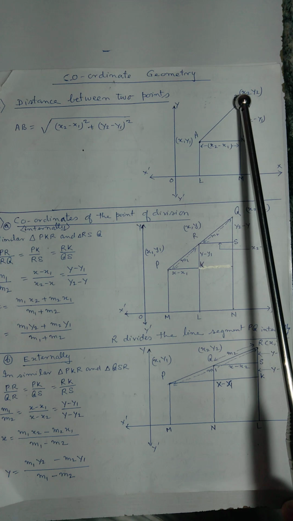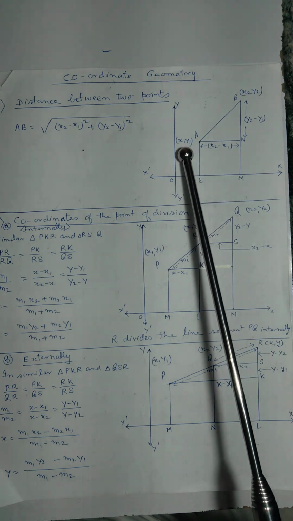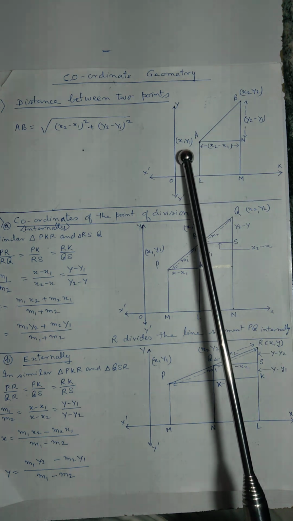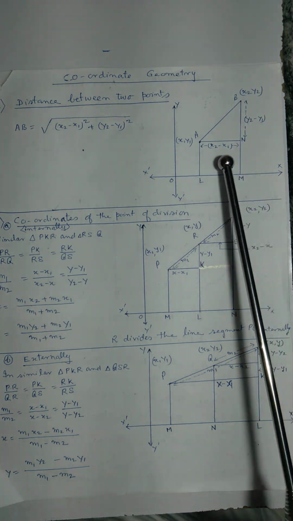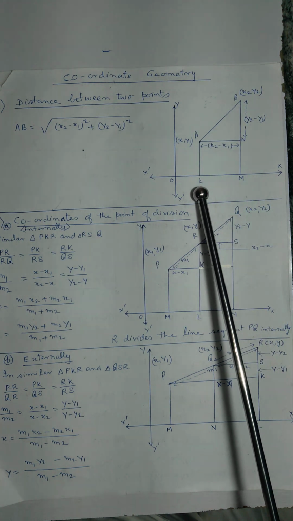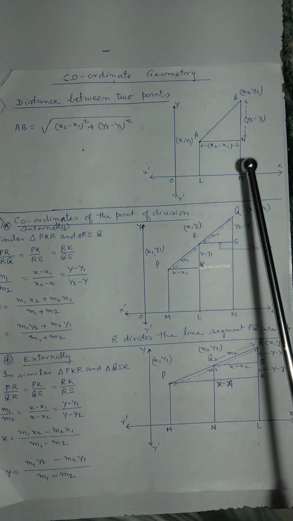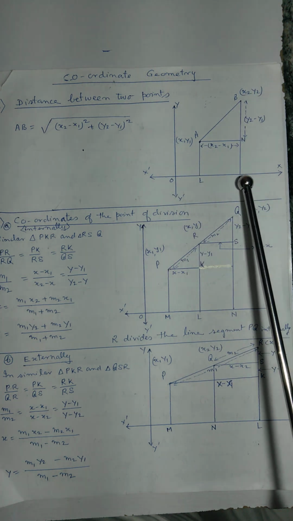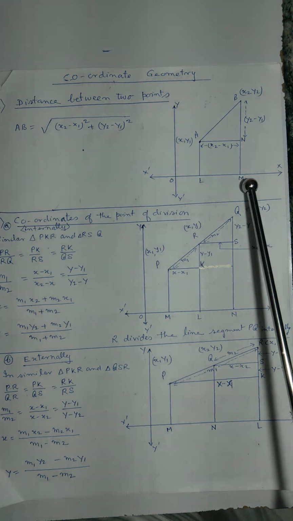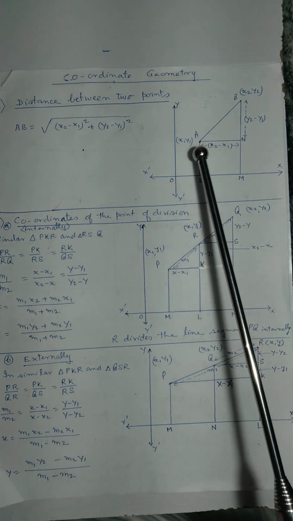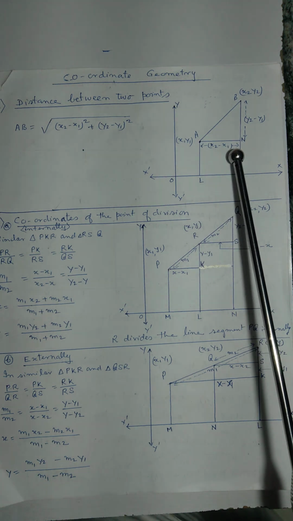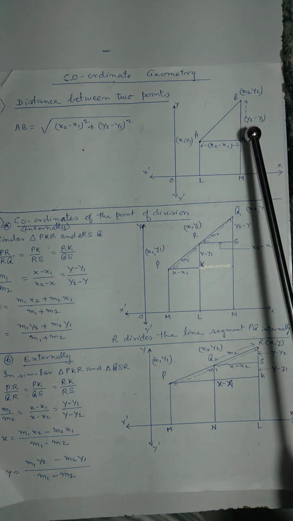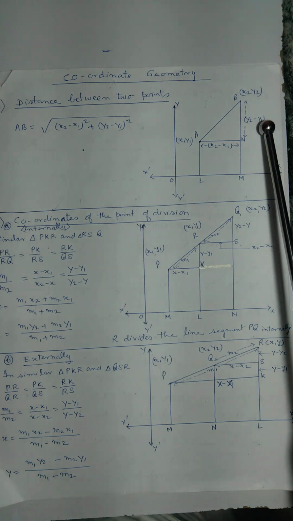You see A and B are the two points. The coordinate of A is x1, y1. Coordinate of B is x2, y2. If you drop a perpendicular from A to the x-axis, and from B to the x-axis, that is BM perpendicular to the x-axis, then AN will be equal to x2 minus x1 and BN will be equal to y2 minus y1.